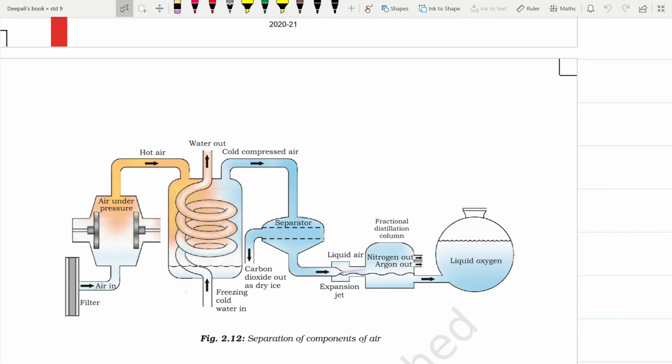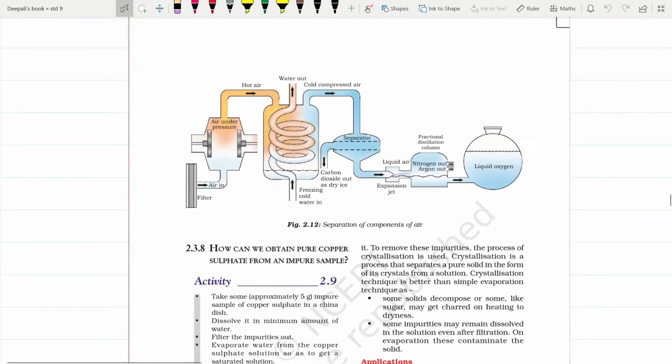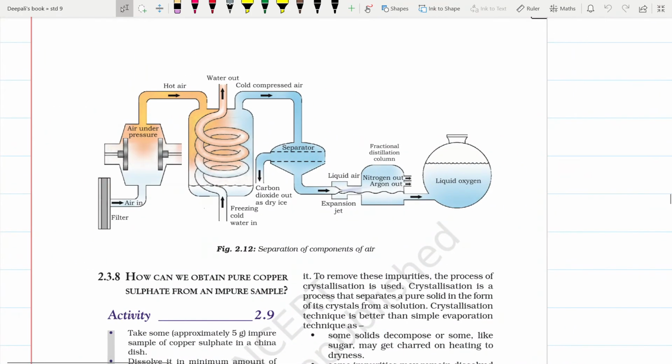That is a fractionating column. And then finally you obtain liquid oxygen. This is how we get the oxygen which is generally used for various welding purposes or even in the hospitals.